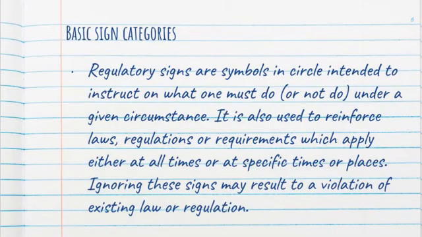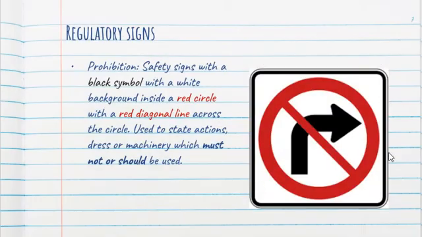So basic sign categories, the first one, we have the regulatory signs. So these are symbols in a circle intended to instruct on what one must do or not do under a given circumstance. It is also used to reinforce laws, regulations, or requirements which apply either at all times or at specific times or places. So ignoring these signs may result in a violation of existing law or regulation. An example here is this.